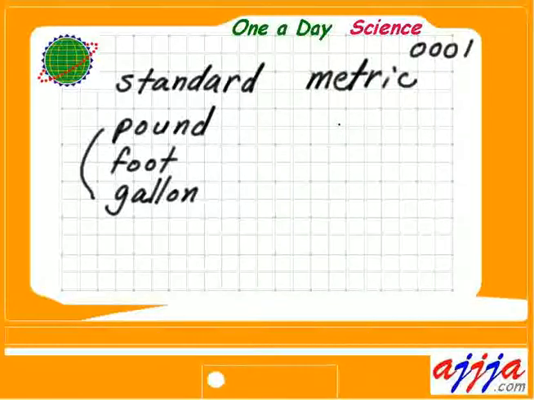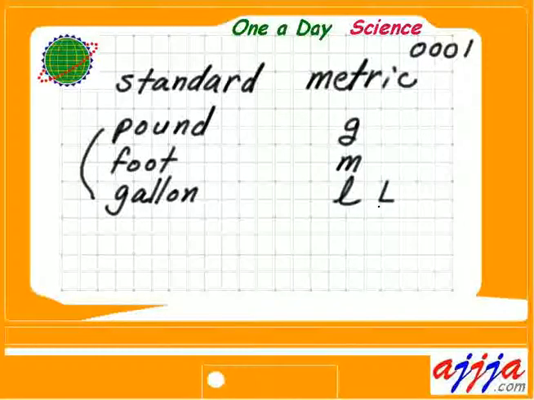What about metric system? Very simple. For the length, we use meter. What about the weight? Like mass, we use gram. What about the volume? We use liter. Sometimes they write it like this, L. So liter. How many liters?